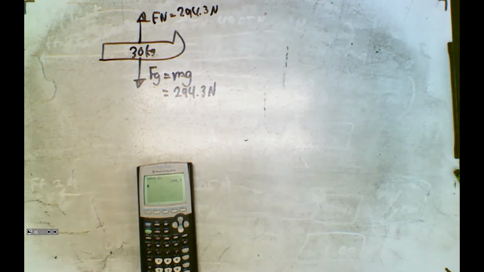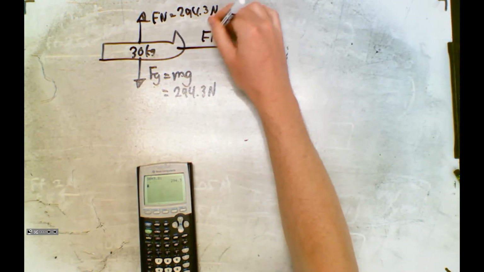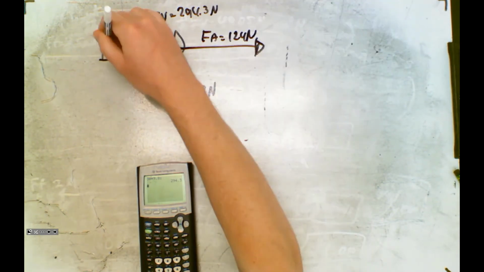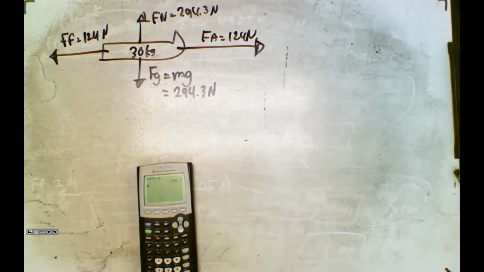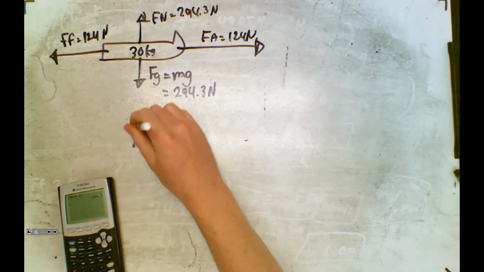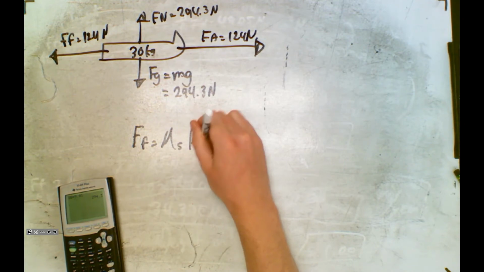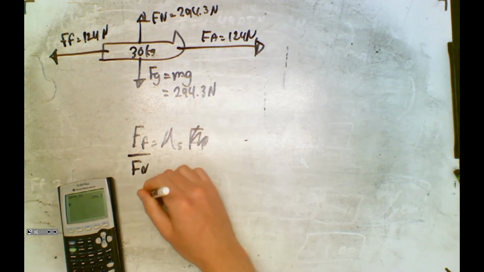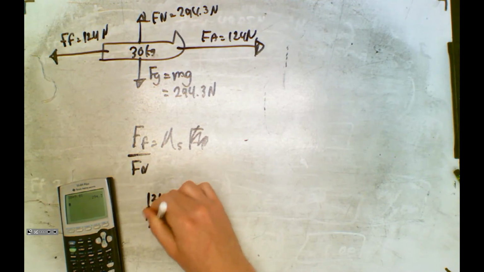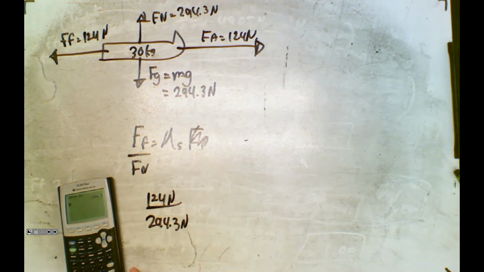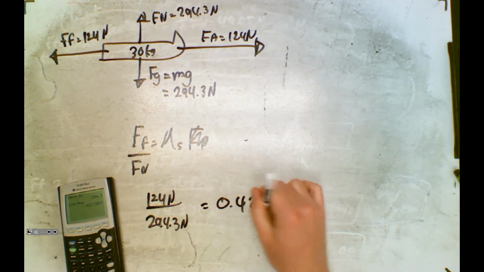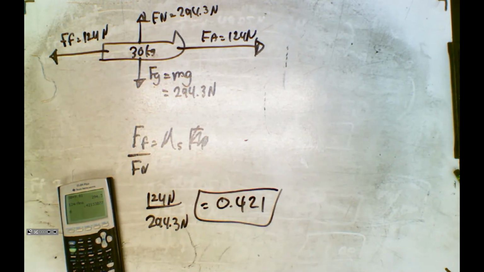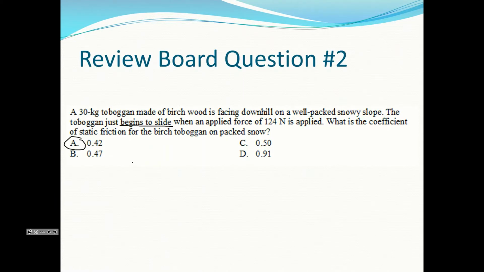We said that there's an applied force of 124 newtons, and it just begins to slide, which means that it hasn't slid yet. The force of friction is going to be the same. So force of friction equals mu static Fn. Throw Fn under here, so it's going to be 124 newtons divided by 294.3 newtons. And we end up getting 0.421 as our coefficient of friction. So it looks like A is the correct answer.